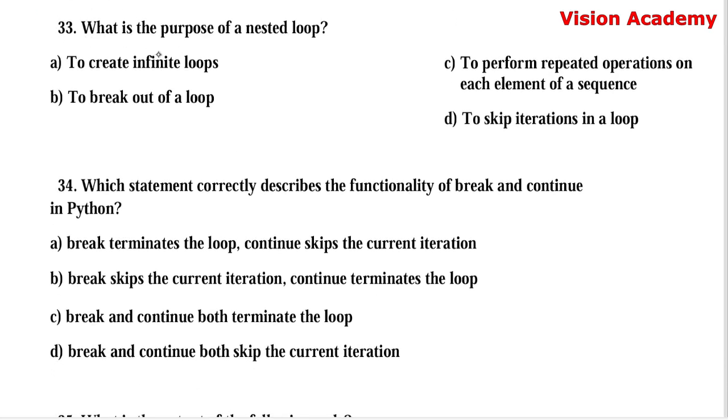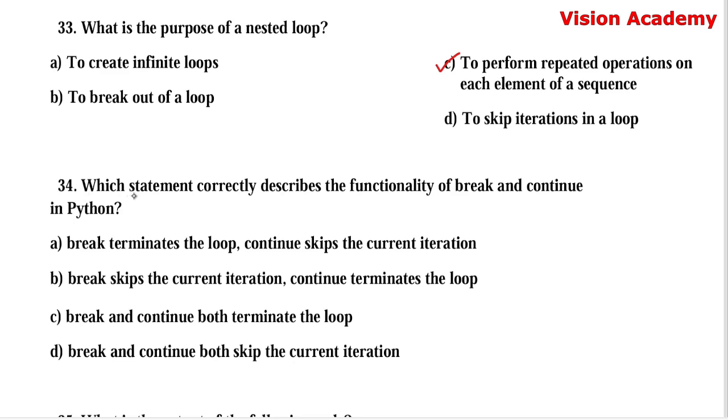Question number 33. What is the purpose of a nested loop? Option A, to create infinite loops. B, to break out of a loop. C, to perform a repeated operation on each element of a sequence. D, to skip iterations in a loop. Here option C, to perform repeated operations on each element of a sequence, is the right answer.